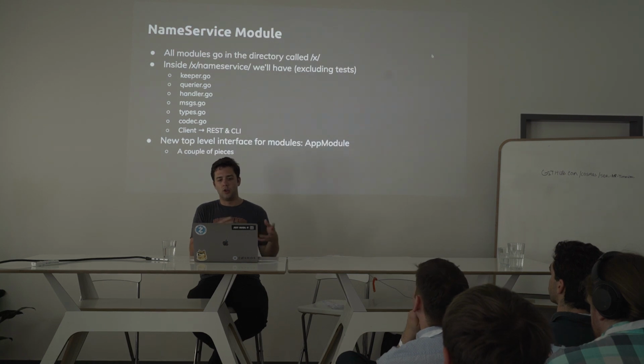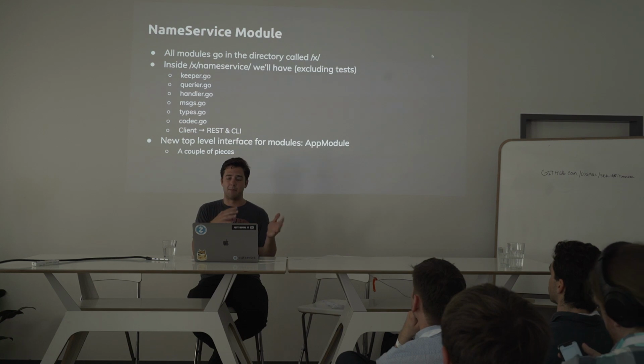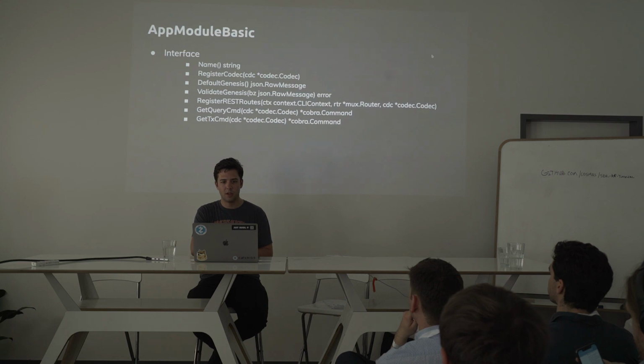So new since the last time I've given this, there's also now a top-level interface for modules, and that's called the app module. And this defines all of the different functionality that a module needs to export in order for it to be used in the SDK. There's two pieces to that. There's this app module basic, and these are the functions that are required for the interface. I'm not going to go through each one of them in detail, but they're all relatively simple.